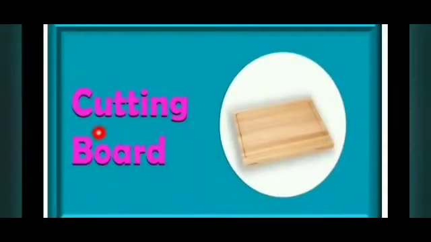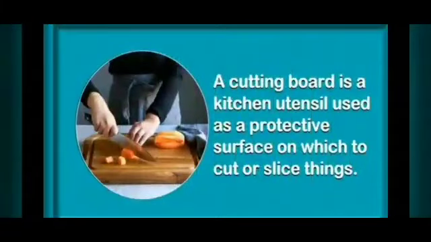Cutting board. C-U-T-T-I-N-G. B-O-A-R-D. Cutting board. A cutting board is a kitchen utensil used as a protective surface on which to cut or slice things. It is used for cutting all the vegetables and fruits.